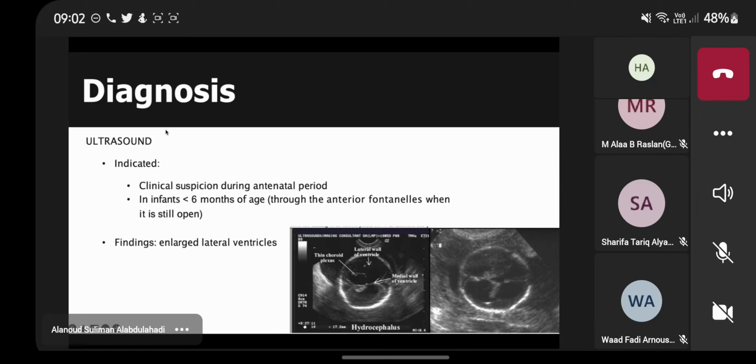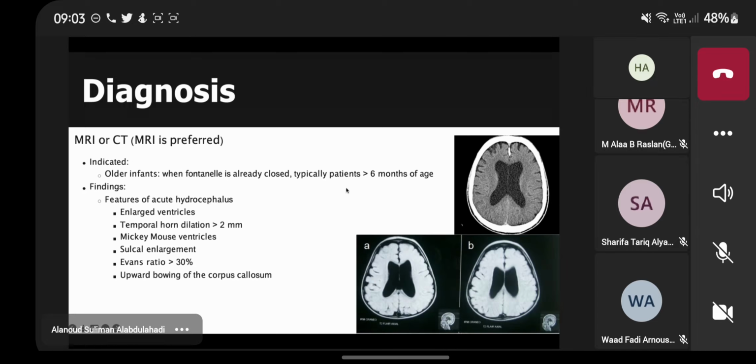So as I mentioned here, for diagnosis, ultrasound is indicated if the infant is less than 6 months of age, because the anterior fontanelles are still open and you're able to see with an ultrasound. And also if there's clinical suspicion during antenatal period. The findings as seen here is going to be enlarged lateral ventricles. Now, if the patient was older than 6 months, this basically means that the fontanelles have already closed. And the diagnostic modality of choice would be an MRI or CT, but MRIs are preferred.